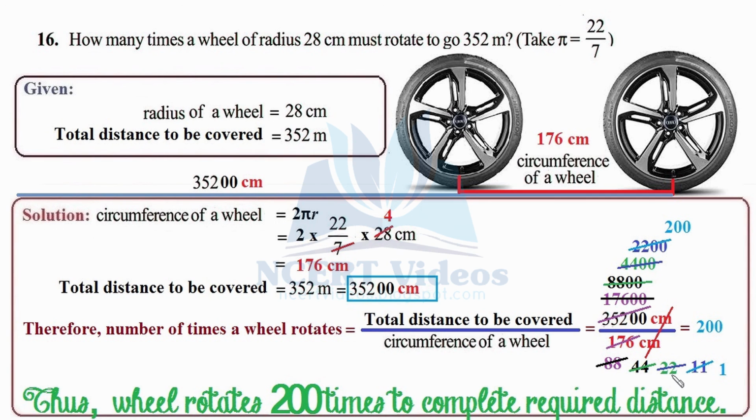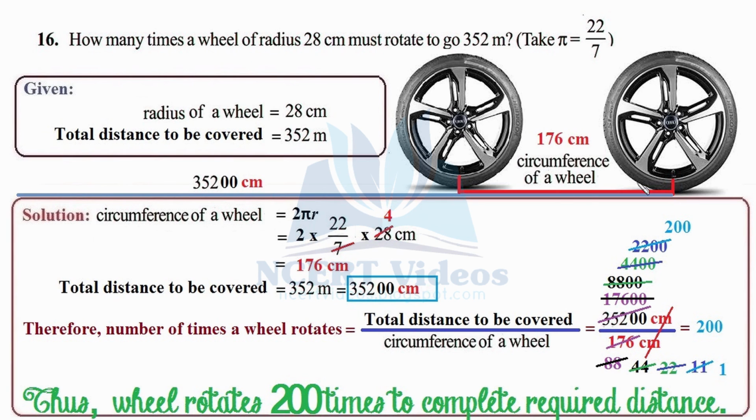Now again, 11 2s are 22, 2 2s are 4, 2 2s are 4, 0 0 as it is. Again, now we are left with 2200 over 11. We can see a factor of 11. So 1 11s are 11, 11 2s are 22, 2 zeros as it is. So it has to rotate 200 times completely in order to travel this much of distance.